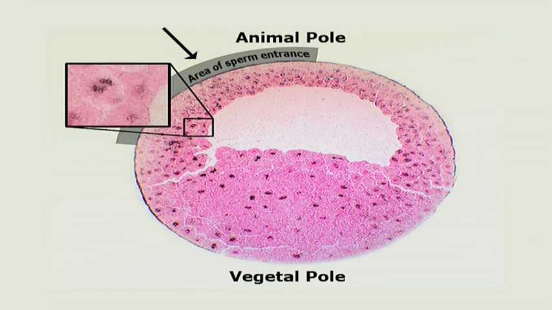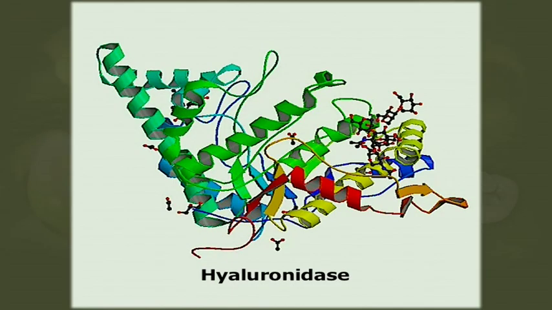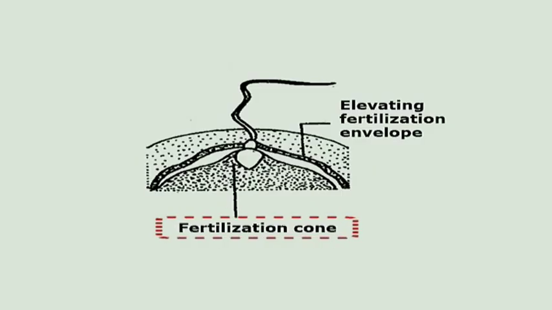Only one sperm enters the egg through the animal pole. The sperm breaks through the egg membranes with the help of an enzyme hyaluronidase. The ovum forms a small projection, the cone of reception or the cone of fertilization. Through this, the sperm enters the egg.